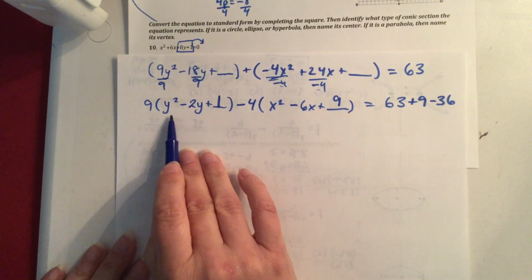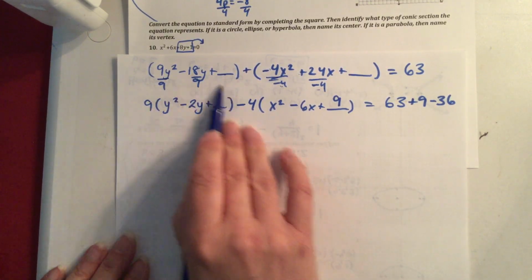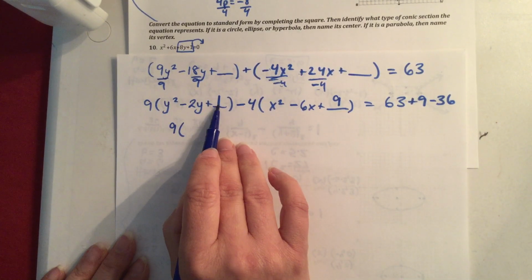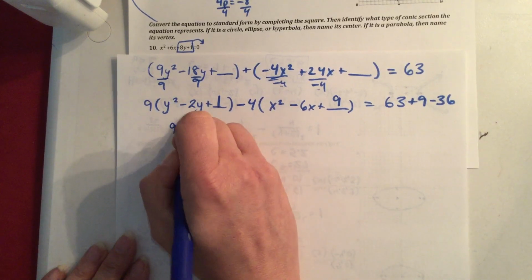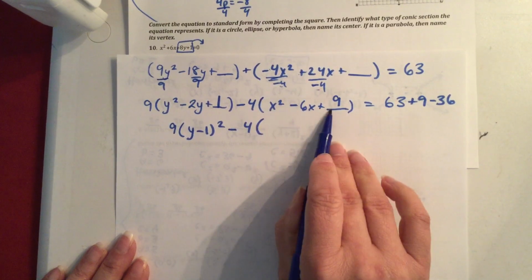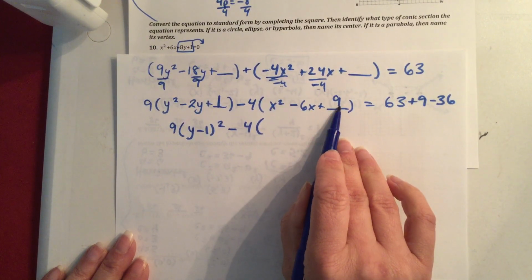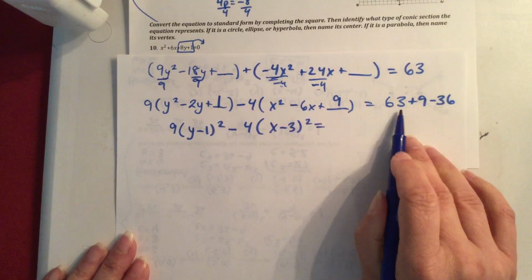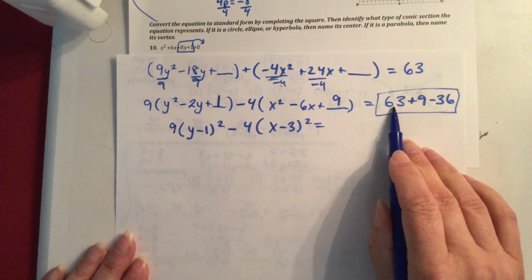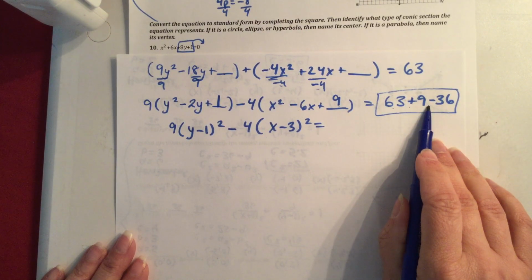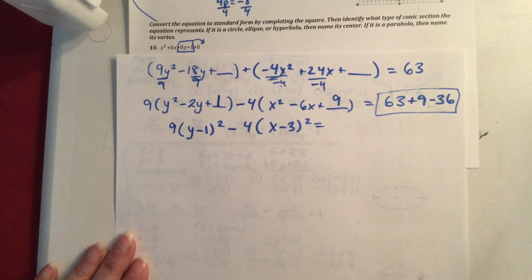Now what I can do is go ahead and factor these. So I have a 9 out front, two numbers that are the same number that multiply to 1 and add to a -2. Well, that's -1. Minus 4, factor two numbers that multiply to 9 and add to -6. Well, that's -3 and -3. This needs to become one number. So 63 plus 9 minus 36, what you get when you do that is 36.